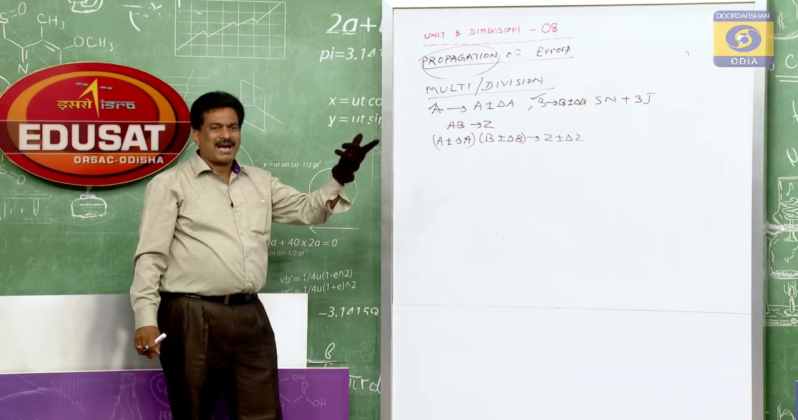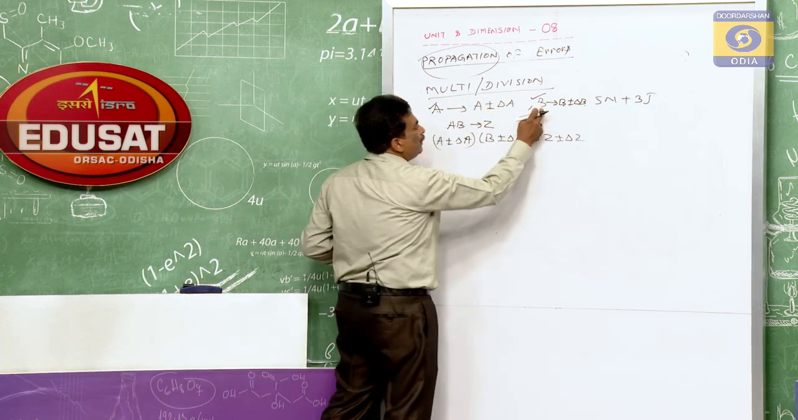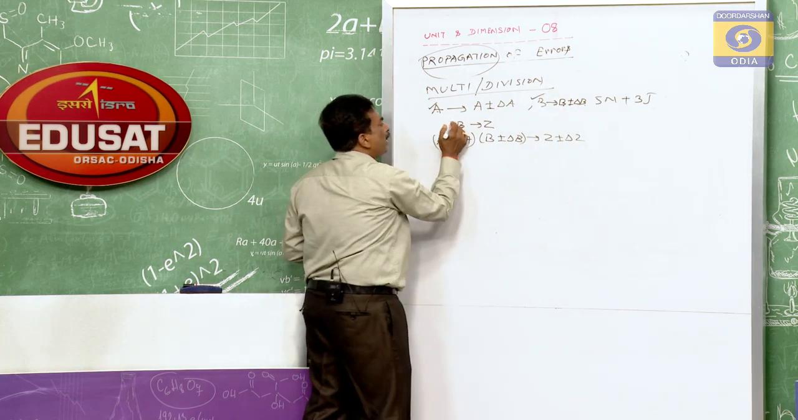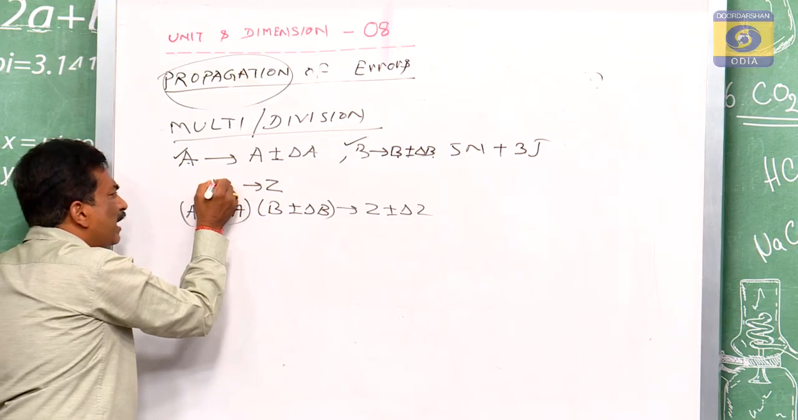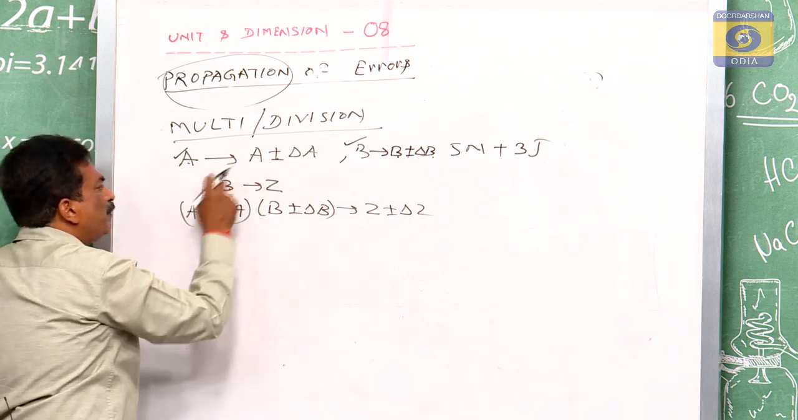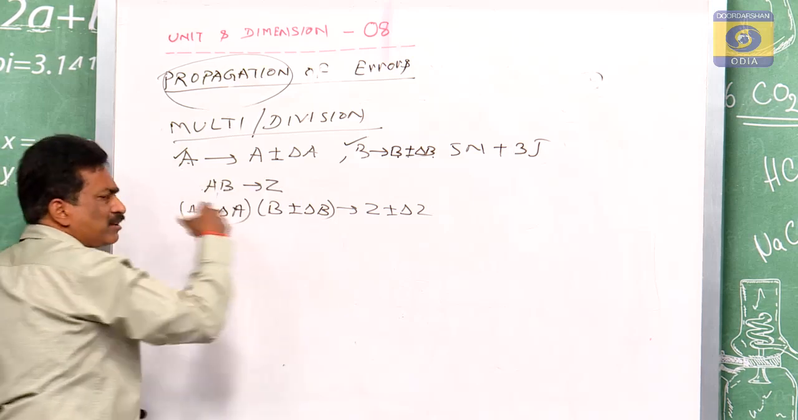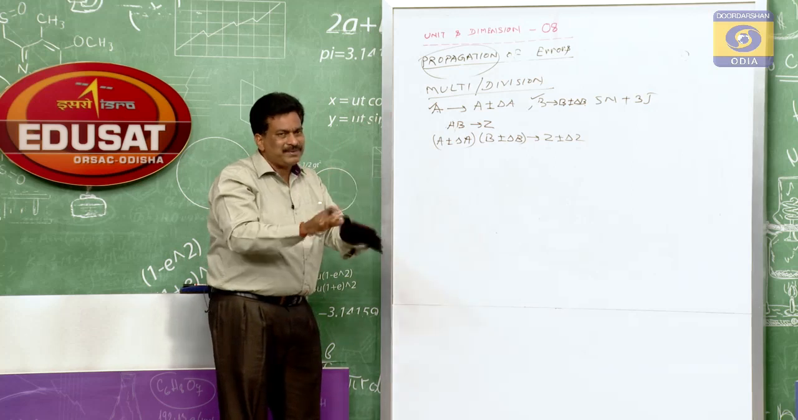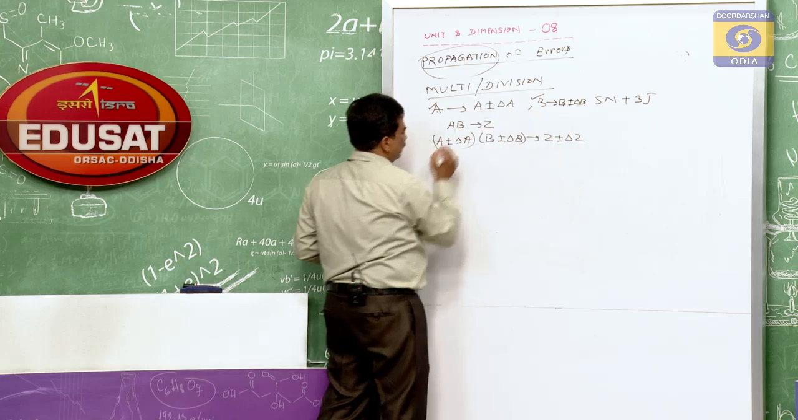As we have done earlier for addition and subtraction, A is not A, B is not B. If A and B are added, that was that. If A and B are subtracted, that was Z. But though A is not A and B is not B, their addition is also not Z, their subtraction will also not be Z, and their multiplication and division will also not be Z. So, A into this is equal to this.